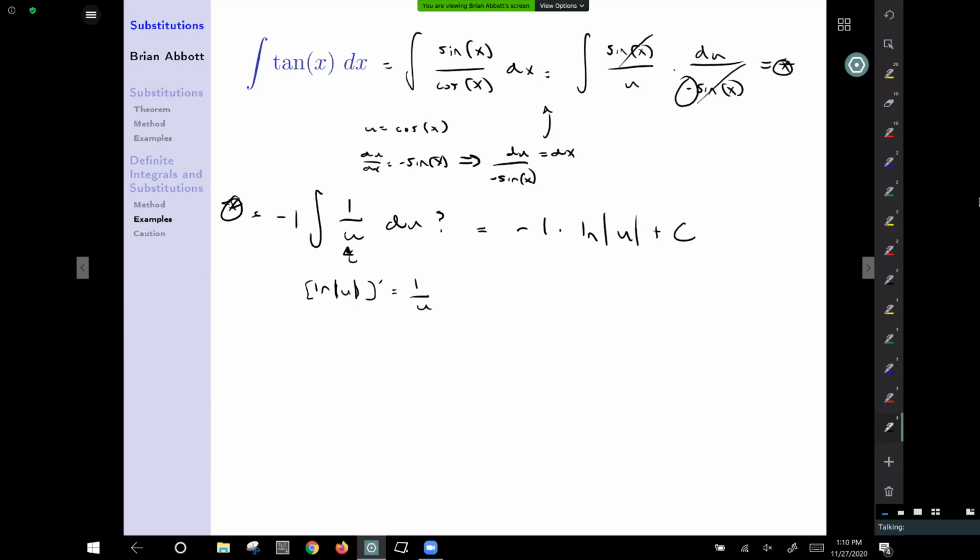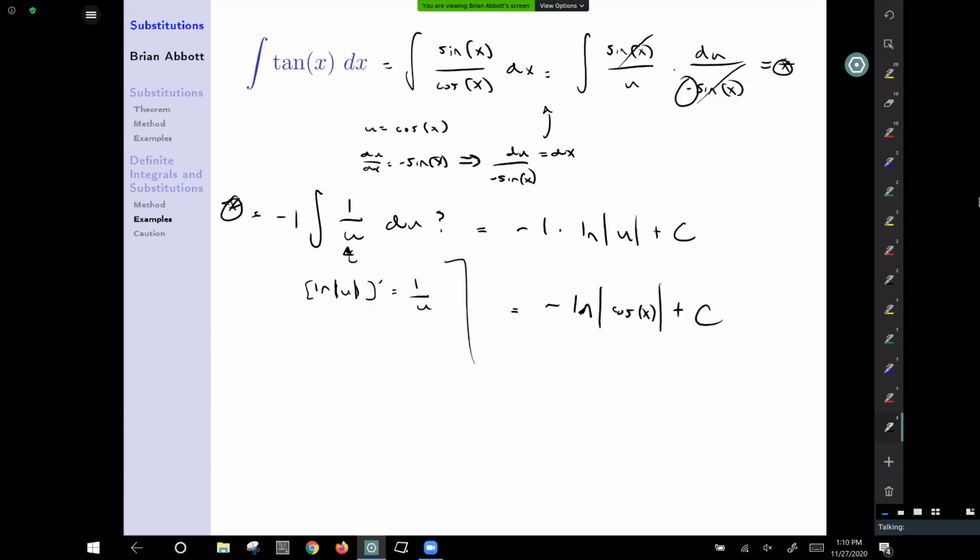Now we're doing an indefinite integral, so plus c, but we can't leave our answer in terms of u since it was x originally. So we'll reverse our substitution. So it'll be negative 1 times ln, which is negative ln, and our substitution was cosine of x for u, plus c. And we just integrated tangent. This is a good exam question. Should show up on pretty much every exam.